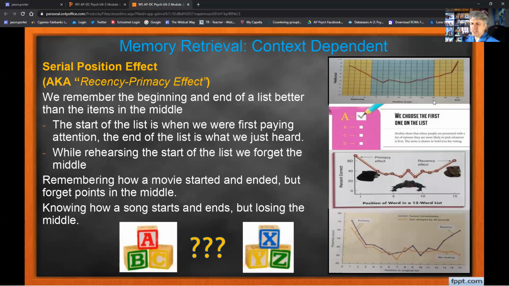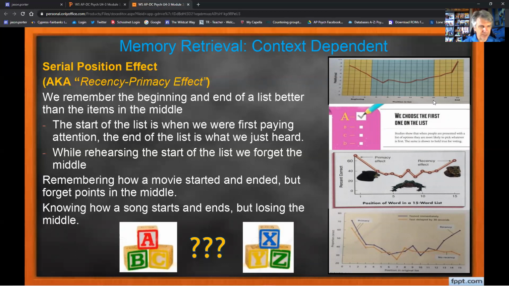Finally, I think this is the last slide, serial position effect. We remember the beginning of the story. We remember the end of the story. It's the stuff in the middle we have problems with. If you give somebody a list of things to pick up at the grocery store, they'll remember what was at the beginning of the list, what was at the end of the list. It's the stuff in the middle of the list they've got no clue about.